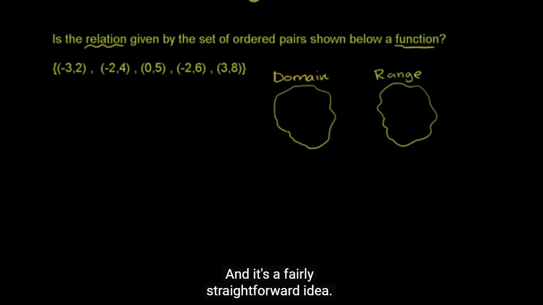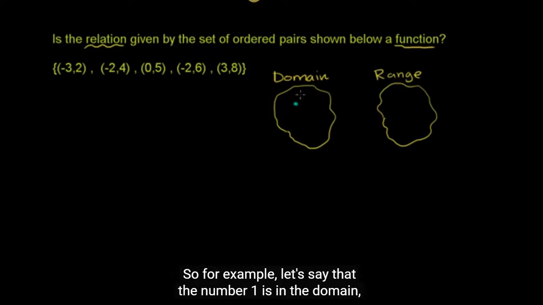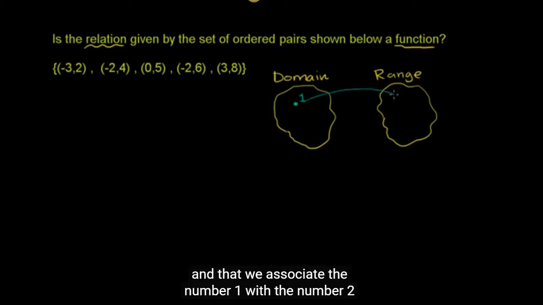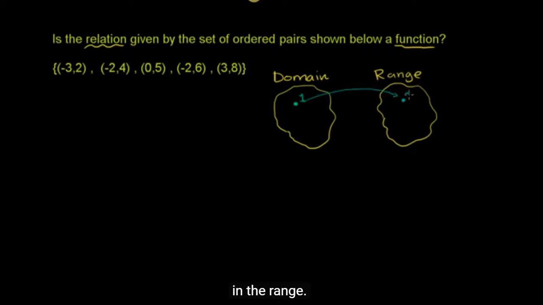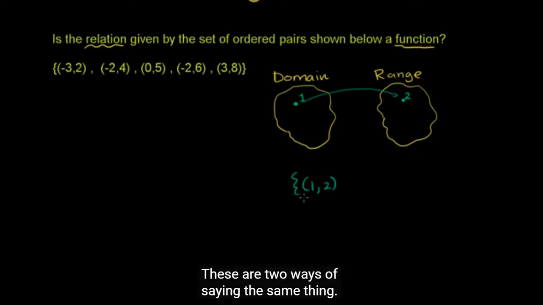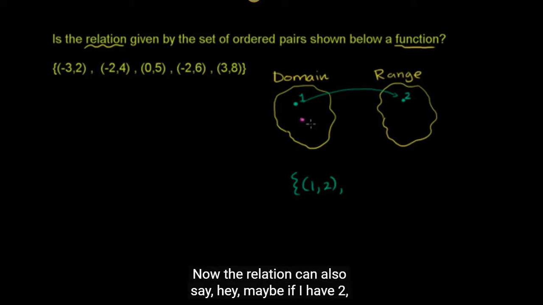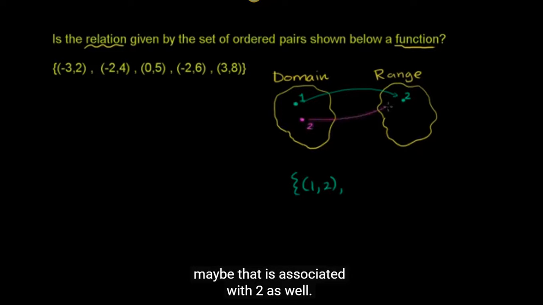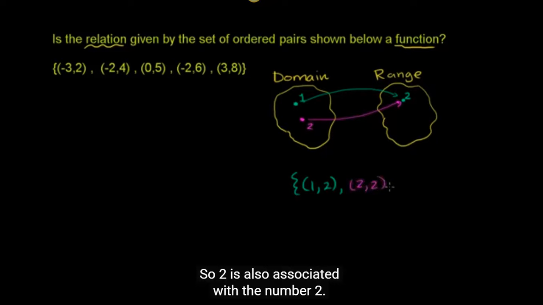And it's a fairly straightforward idea. So for example, let's say that the number 1 is in the domain, and that we associate the number 1 with the number 2 in the range. So in this type of notation, you would say that the relation has (1, 2) in its set of ordered pairs. These are two ways of saying the same thing. Now the relation can also say, maybe if I have 2, that is associated with 2 as well. So 2 is also associated with the number 2.